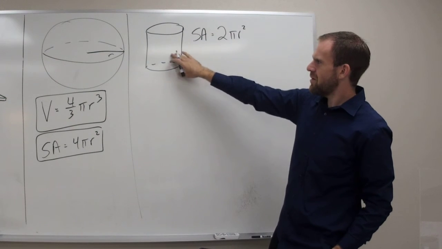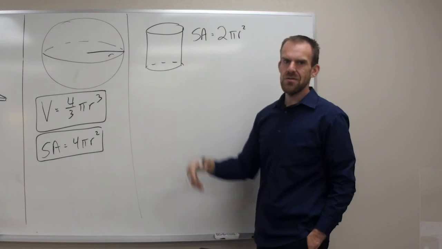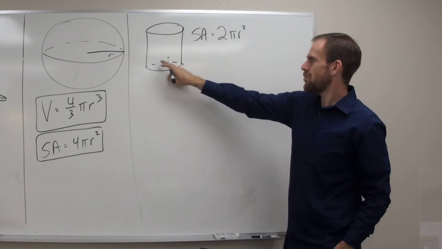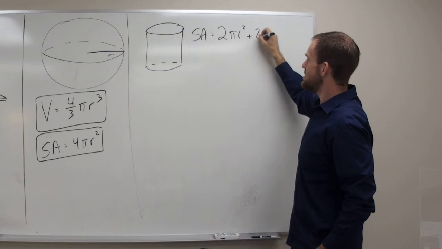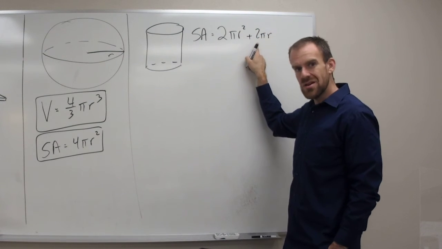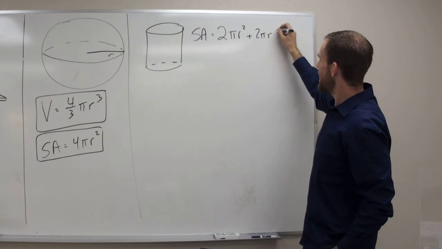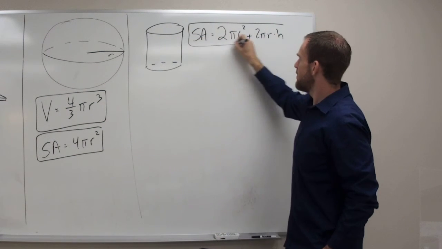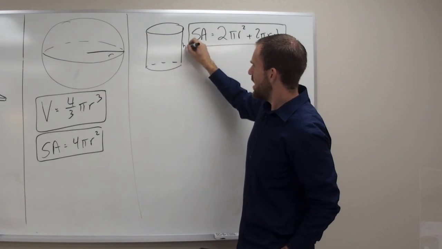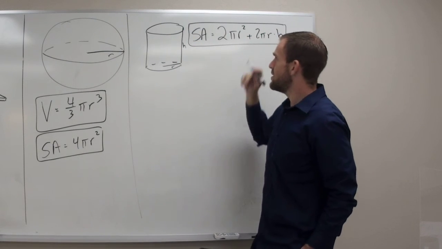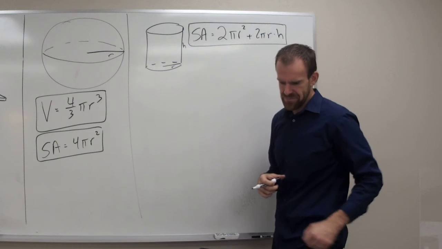For any shape like this, where it's the same shape all the way through, it's going to be the perimeter of the base times the height. So in this case, the perimeter of the base is 2 pi r, or the circumference of a circle, times the height. So that's your equation for surface area of a cylinder. This is the height, that's the radius. Plug it in and you got it.